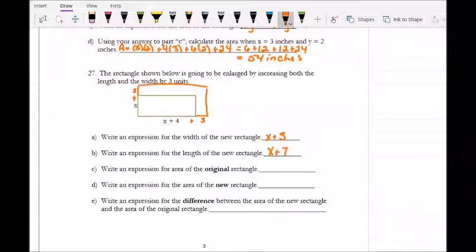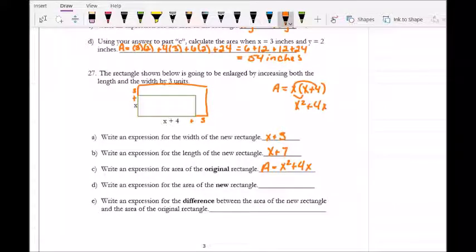Okay, write an expression for the area of the original rectangle. The original rectangle is what we had, so A equals the x times the x plus 4, and distribute, so x times x is x squared, and x times 4 is 4x. So the original would be A equals x squared plus 4x.